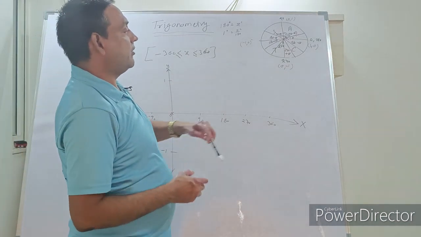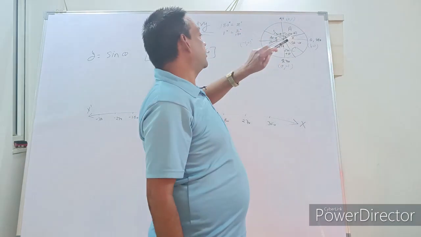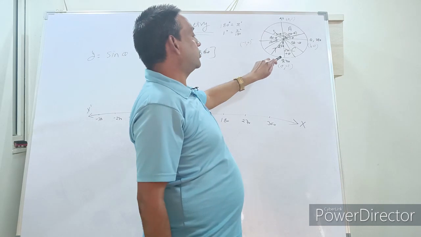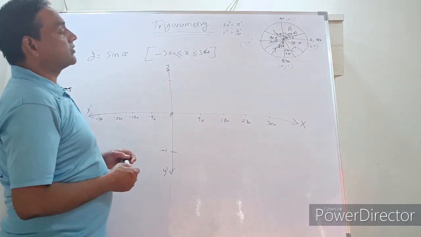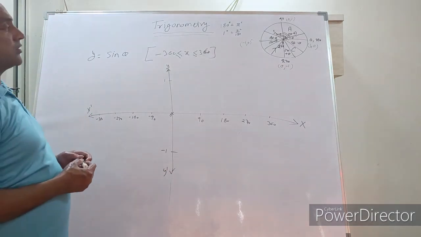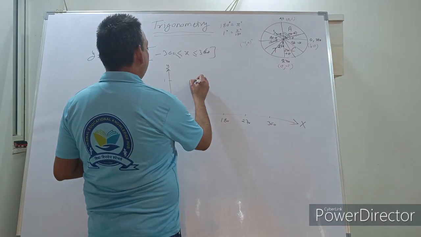Sine 90 value you can get from here also. This is 90 degree, the second is the sine value. This is 180, this is 270, 360, this is the second value. Right, so all the second value is the sine and the first value is the cos. So sine 90 will get the 1, so you have to mark 1 here.